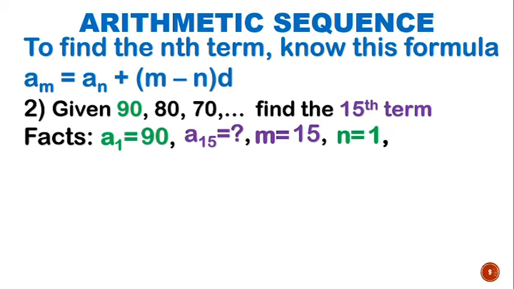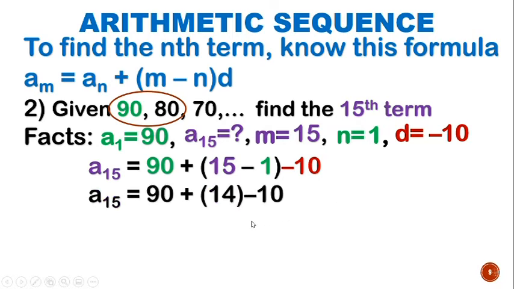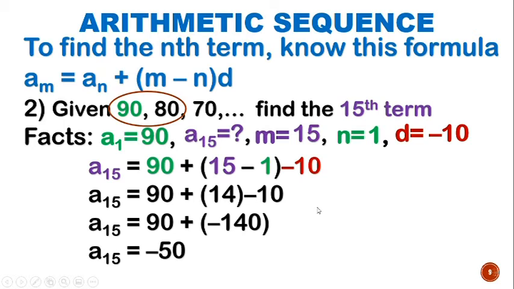What else is missing? Because there should be 5 of them, but there are only 4. One is still missing. That means it's the one to be solved. Alright, that is D. How did we get the negative 10 for D? Okay, that came from 80 minus 90. And substituting, then solving again, first do the one inside the grouping symbol. That's 14 times negative 10. Negative 140 plus 90, negative 50. That is the 15th term.